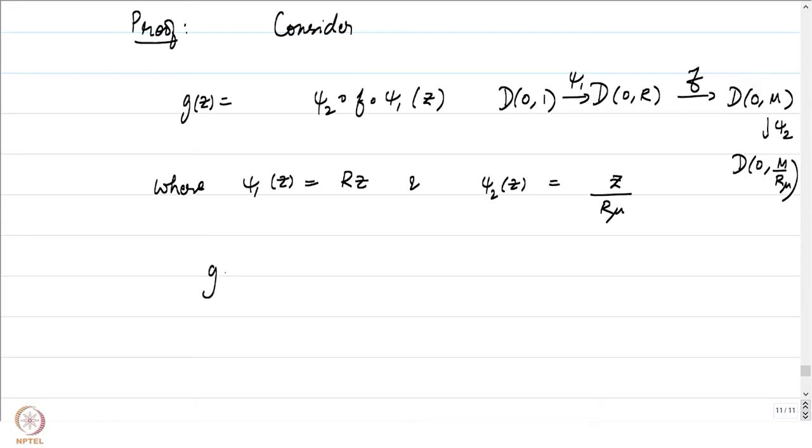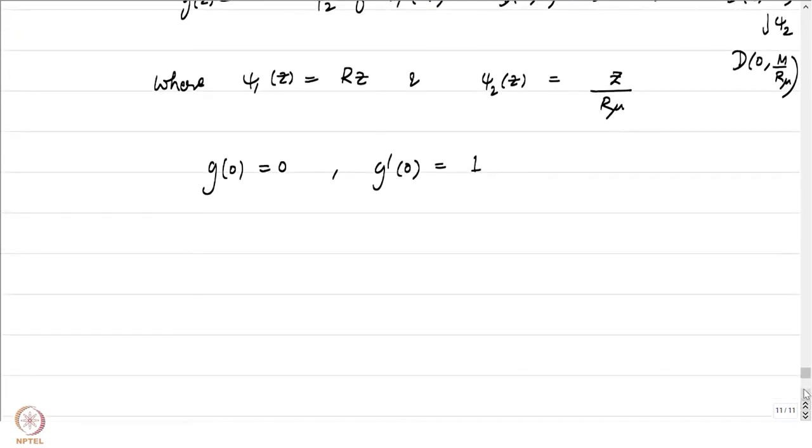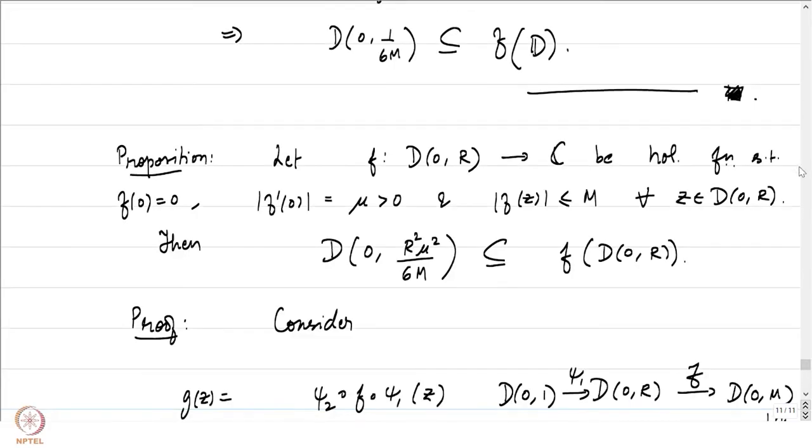Now notice that g of 0 is 0, g prime of 0 is equal to 1. You should sit down and check this. It has been arranged so that g prime of 0 is equal to 1, and mod g of z is less than or equal to m by r times mu for z in D(0, 1).